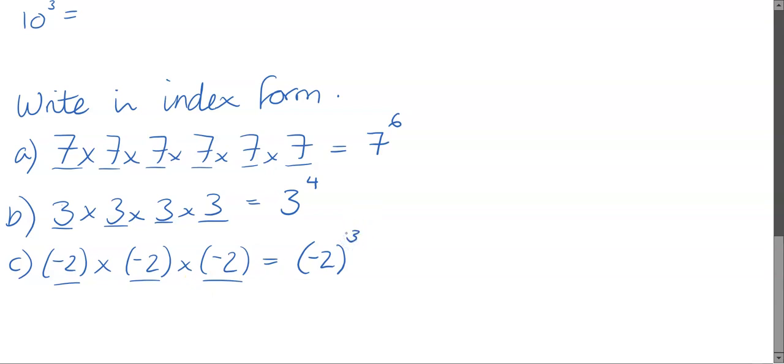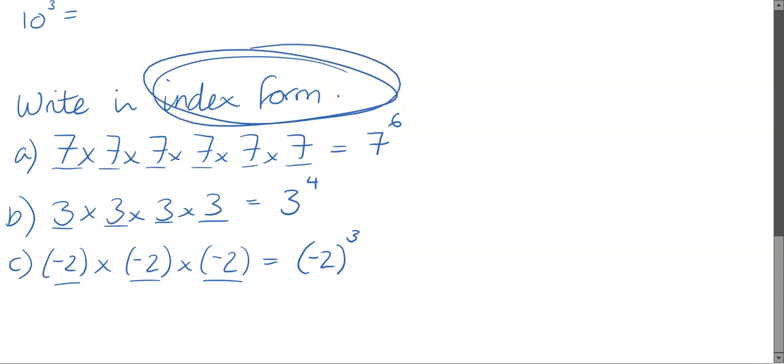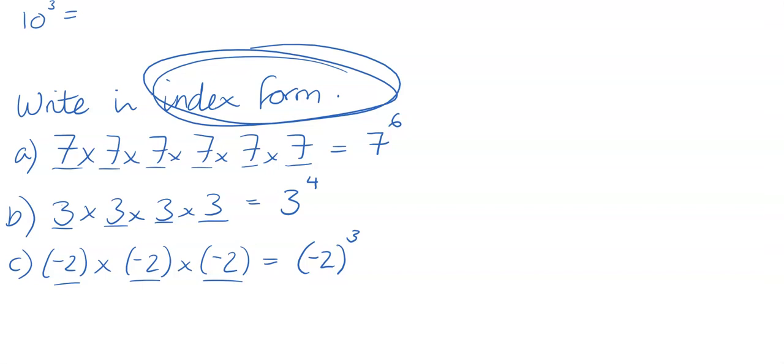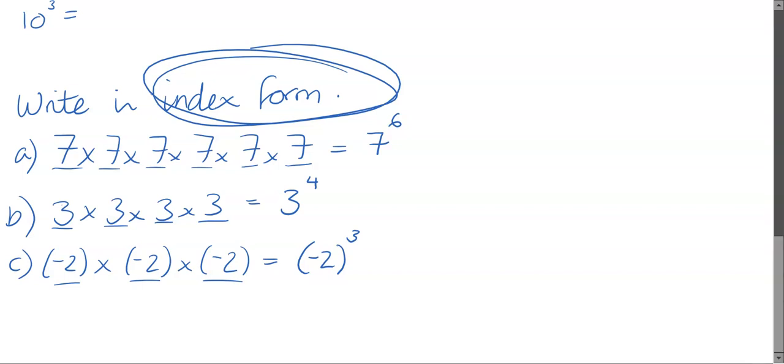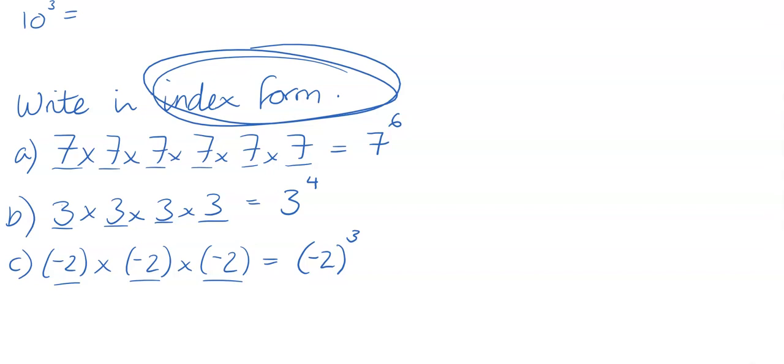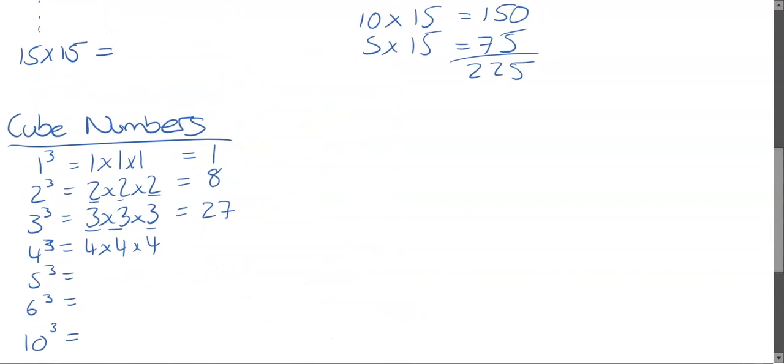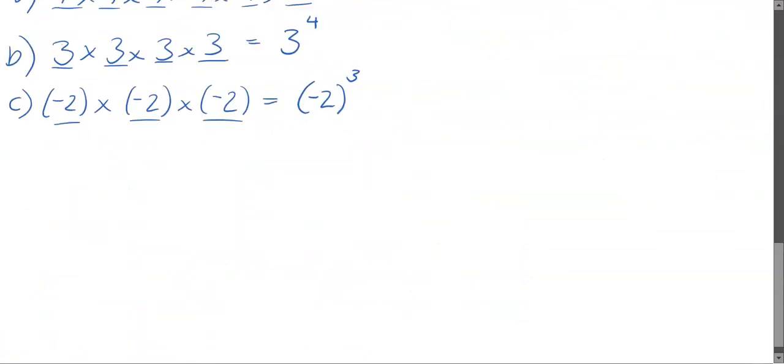All right, I haven't got to work it out because it's asking for index form. So I haven't got to work out 7 times 7 times 7 and so on. Don't need to, no point. You'll be making your life a heck of a lot harder if you don't read the question. If it says index form, do not write out a number answer without the power on. That's really all there is to it. If you're writing in index form, it's counting how many of the numbers repeat. Otherwise, you've got to know your cube numbers or your square numbers.